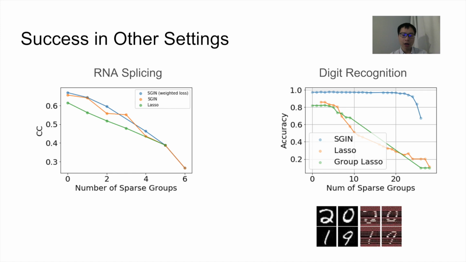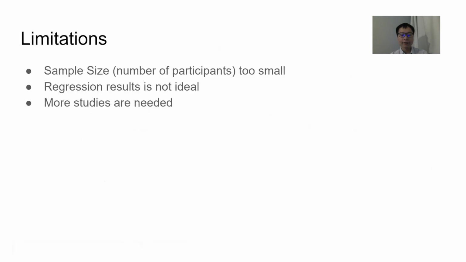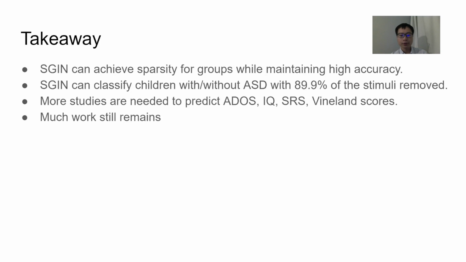We also examined SCIN in other settings. SCIN can find sparsities in RNA splicing experiments and find unnecessary rows in the MNIST dataset to recognize digits. SCIN had the best performance in both experiments. We only have 64 participants for our experiments, and only 30 participants had full ADOS, IQ, and SRS measurements for our regression experiment. Even though this proof of concept study shows promising results from SCIN, more studies are needed to fully investigate eye-tracking features and meaningful biomarkers for children with ASD.